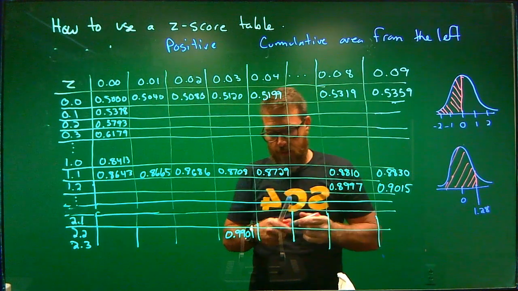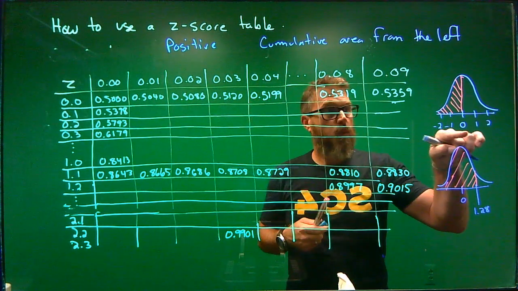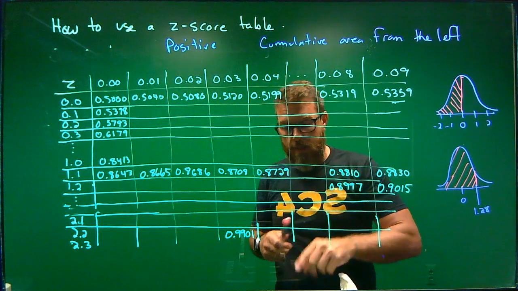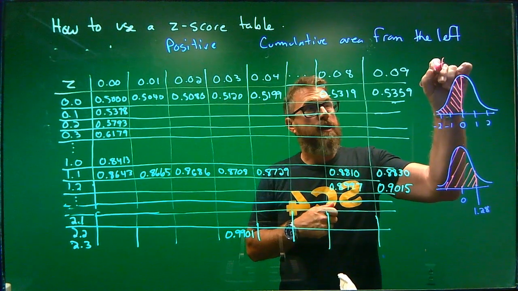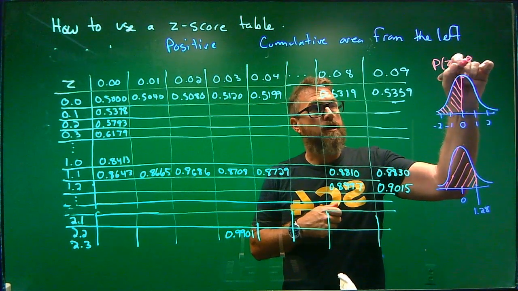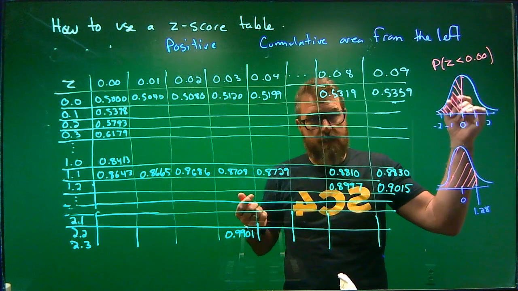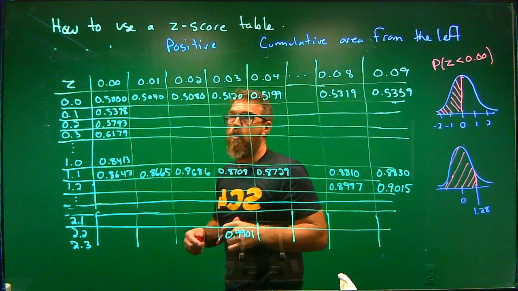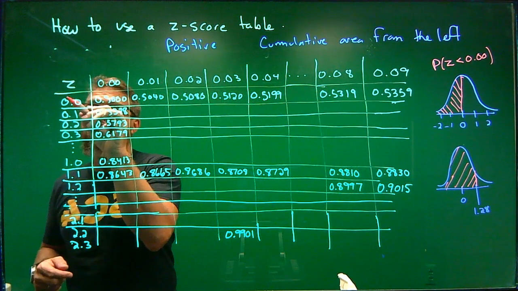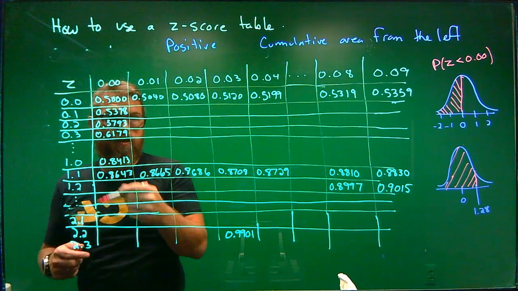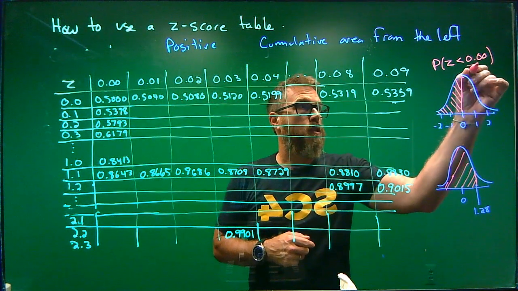So let me make sure that we really understand what this means. What this pink area really means is the probability that your z-score is less than 0.00 or just less than 0. Now the reason why it's 0.00 is because when you read a z-score table, these are going to be the first two digits, which happen to be right here, 0.0.